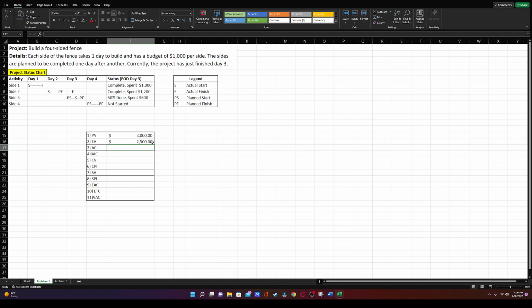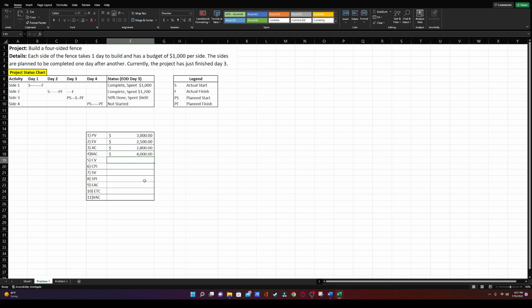Going on to our actual cost, we have our actual cost notated here. So we spent $1,000, $1,200, and $600 respectively. So that would be $2,800 of actual cost we incurred on the work that we've done to date. Our budget at completion is the budget for the whole project, right? How much do we allocate to spend on this project? Well, since each side costs $1,000, we have four sides. That would equal $4,000.